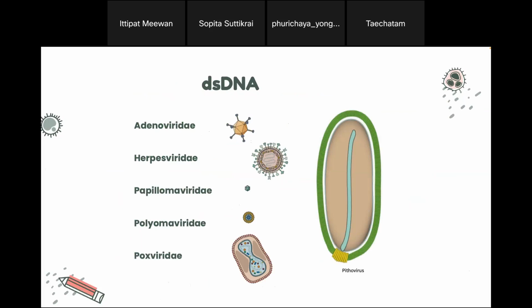And polyomaviridae, which I already talked about, and poxviridae. From its name, it can cause some pox, and we have a huge structure right here, poxvirus. The size here is very large compared to other kinds of virus. One reason why it can be this huge is that it contains double-stranded DNA, which is very stable, so it can have a huge virus structure of this type.